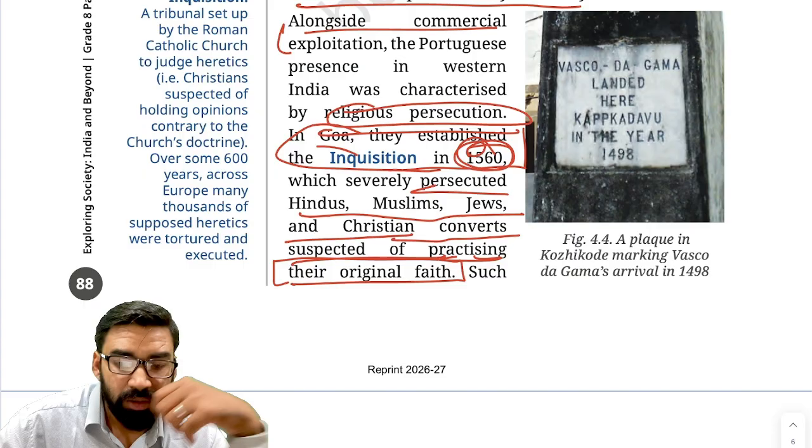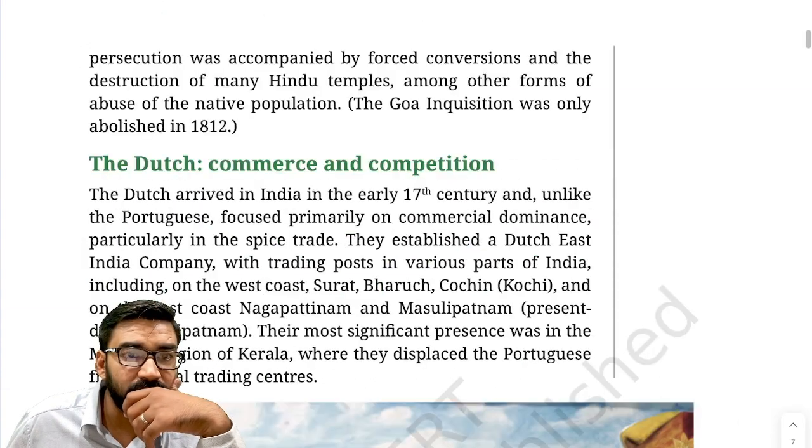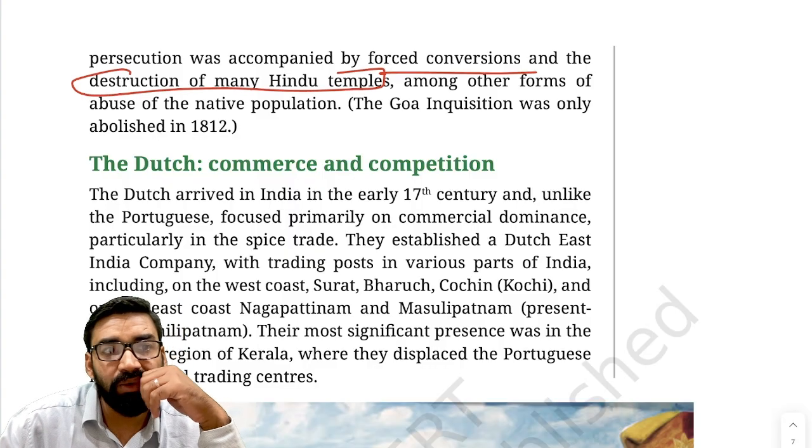So they started converting the people. They started forced conversion and destroyed many Hindu temples in the Goa region.